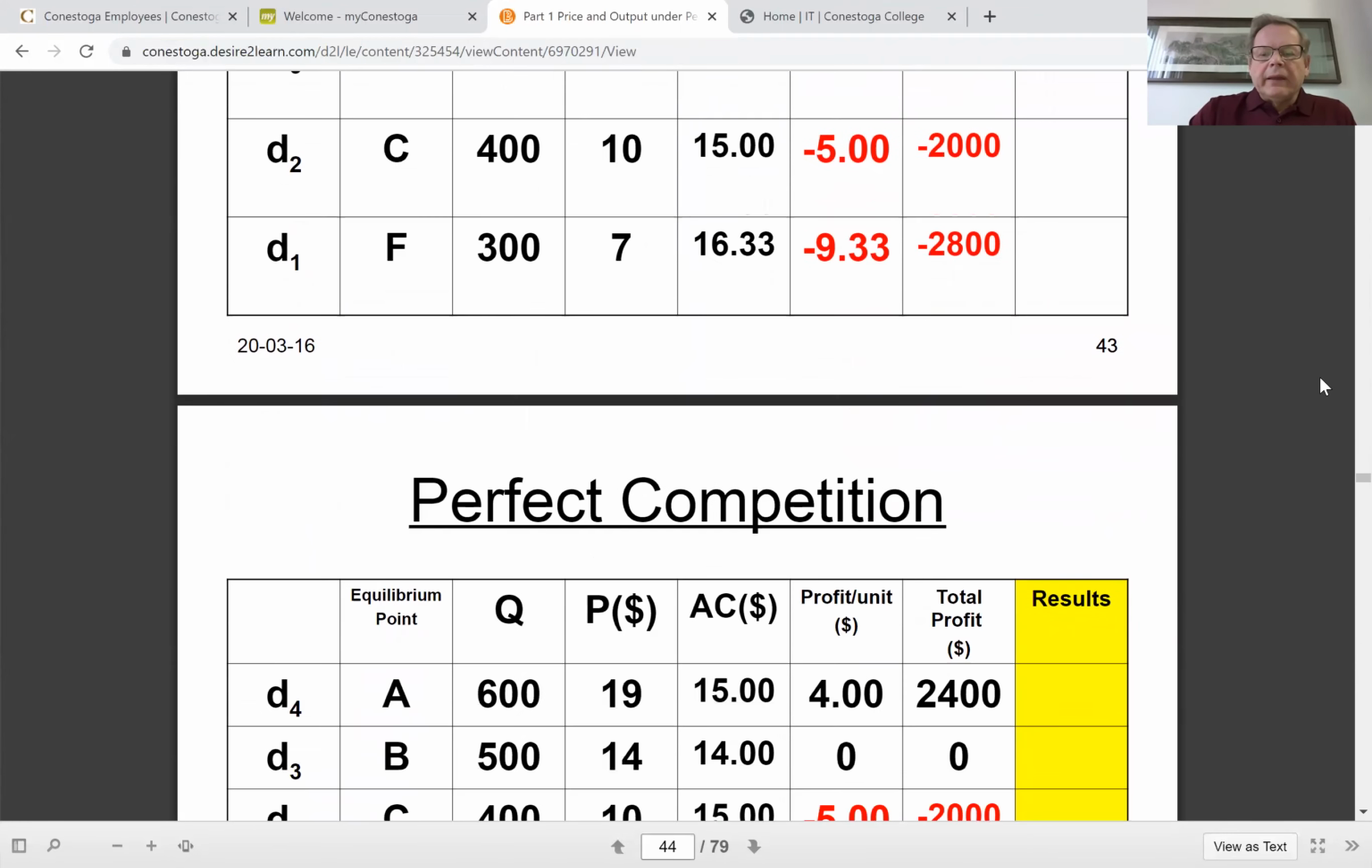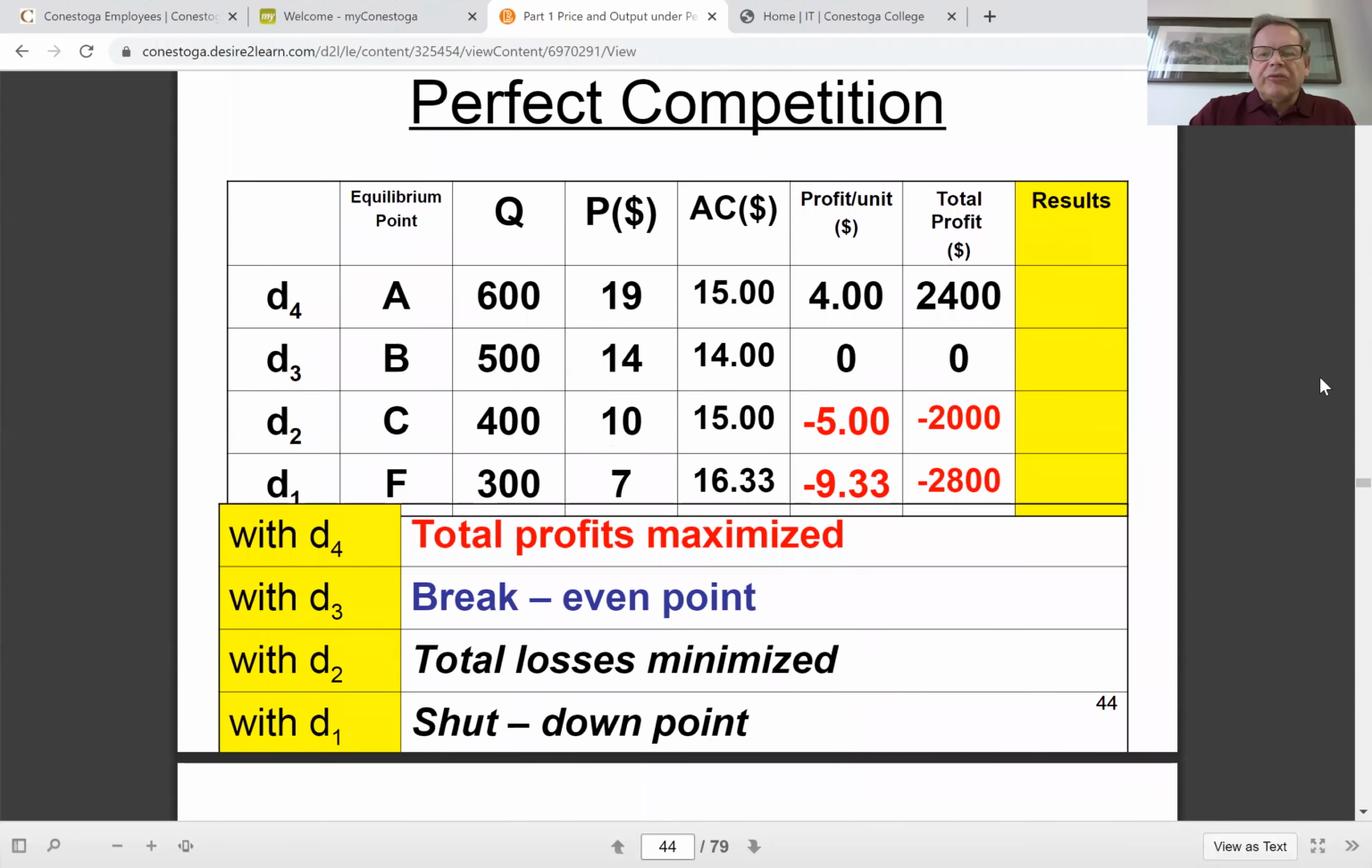So if we go back and take a look at our results here, at D4, the company is maximizing its total profits. At D3, or marginal revenue curve 3, is a break-even point. At D2, total losses are minimized. And at D1, the firm will shut down.